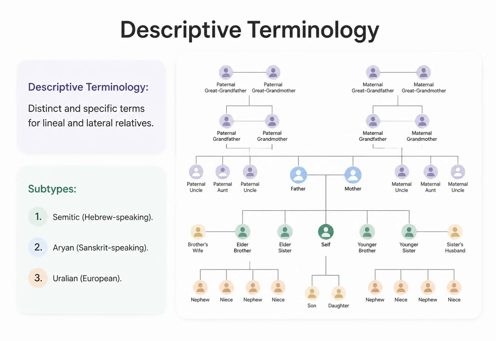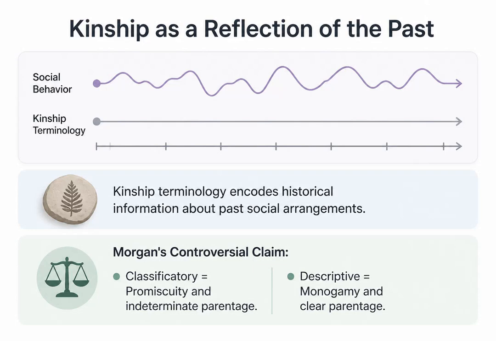Here, lineal and lateral relatives are carefully distinguished. Your father has one specific title, and your uncle has a completely different one. Every category has a unique label. Morgan also divided this into three subtypes: Semitic, for Hebrew-speaking peoples, Aryan, specifically for Sanskrit-speaking populations in India, and Euralian, referring to Europeans. Inspired by a Sanskrit scholar, Morgan realized that kinship terminology isn't just about names.